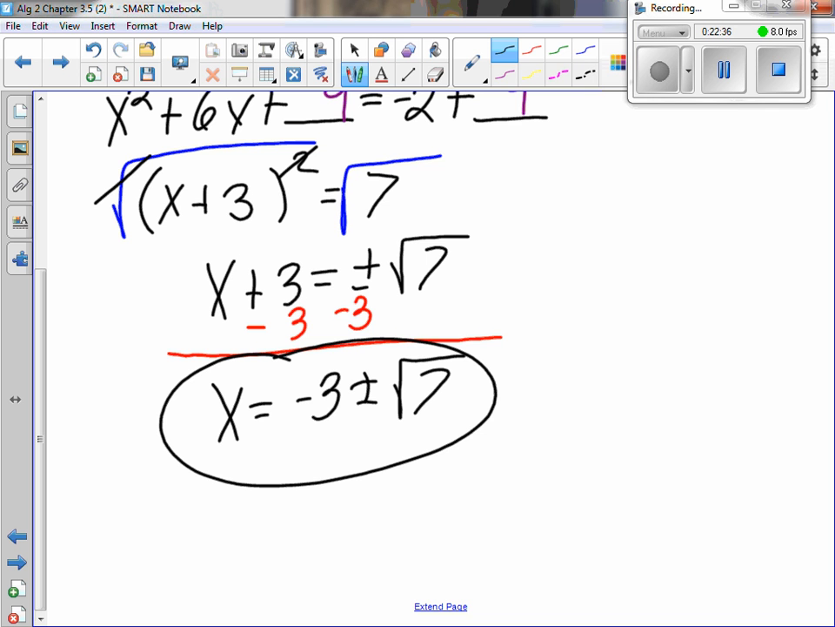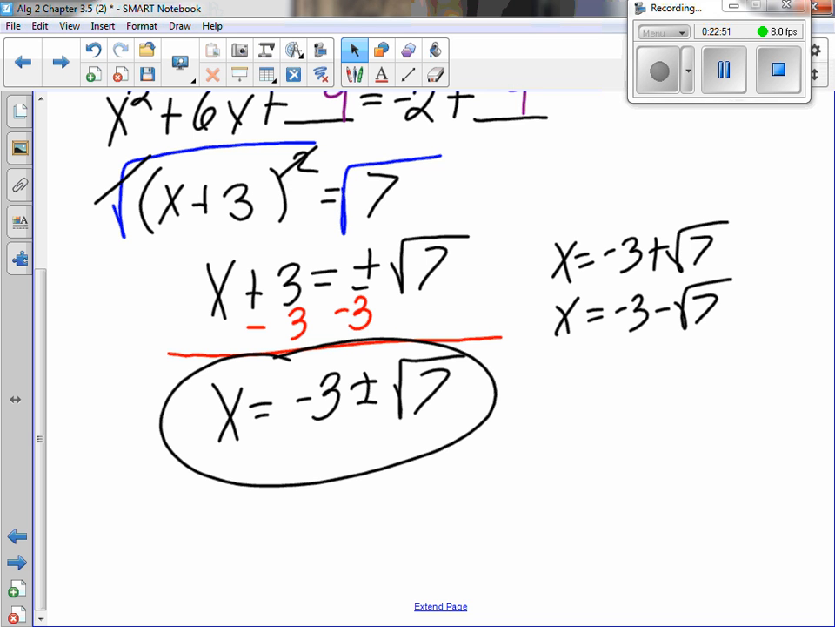You get this here. Now again, in Big Ideas Math, it's going to want you to split those apart. So x is equal to negative 3 plus the square root of 7, and x is equal to negative 3 minus the square root of 7. Yes? Any questions on any of these here? How do we feel with these here? We feel good? Before I move on, are we good to move on to the next problem?